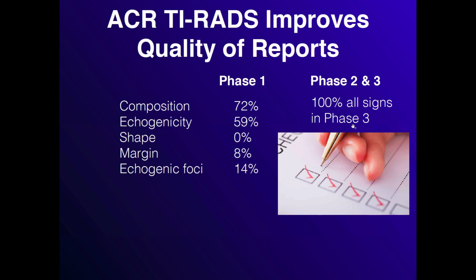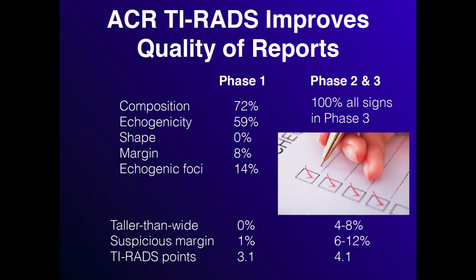So then what I did was I looked at the prevalence, or the frequency, of these suspicious findings. So taller than wide shape, which is a really, really suspicious finding. In phase 1, no one reported it, but in phase 2 and 3, the frequency of these findings wasn't 0, it was up to 8%. A suspicious margin, so this is if it's irregular or lobulated or there's extension outside the thyroid, was only found in 1% of the nodules in phase 1 when there was free text, and the margin was only described in 8% of cases. But a suspicious margin was seen in 6 to 12% in phase 2 and 3, so that for sure was a sign that they didn't look for it, and so they probably missed suspicious margins.